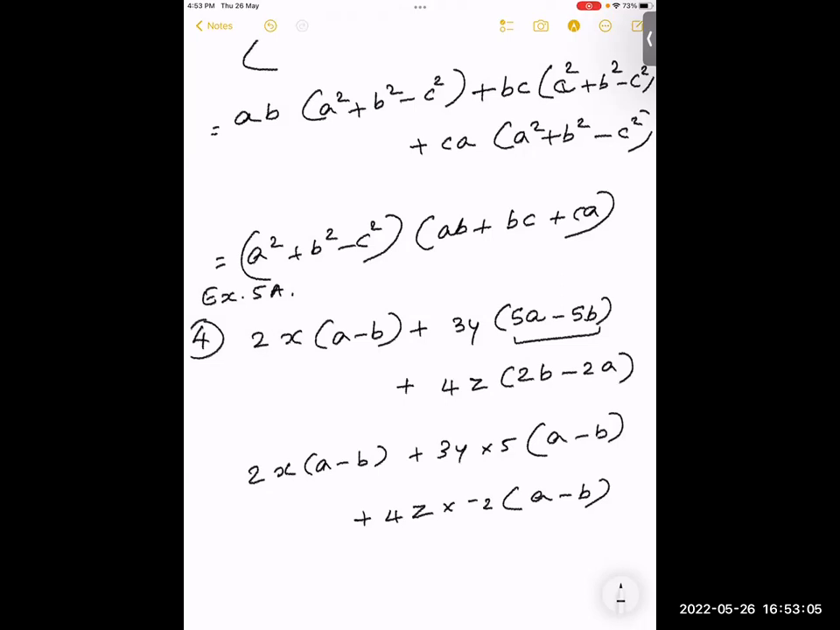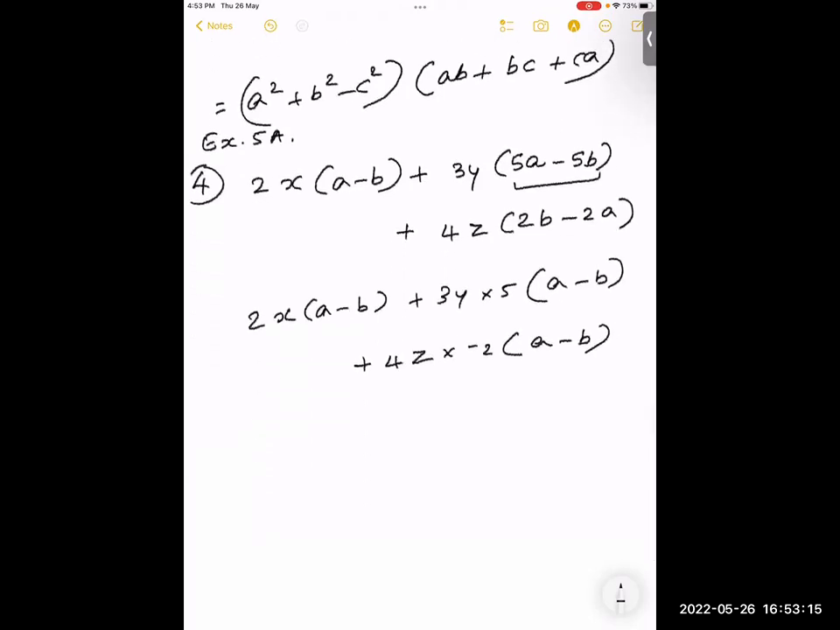Just take 1 minute to process. When you take minus 2 out, it will still be b minus a, right? No. And then when you take... Oh yeah, I got it.